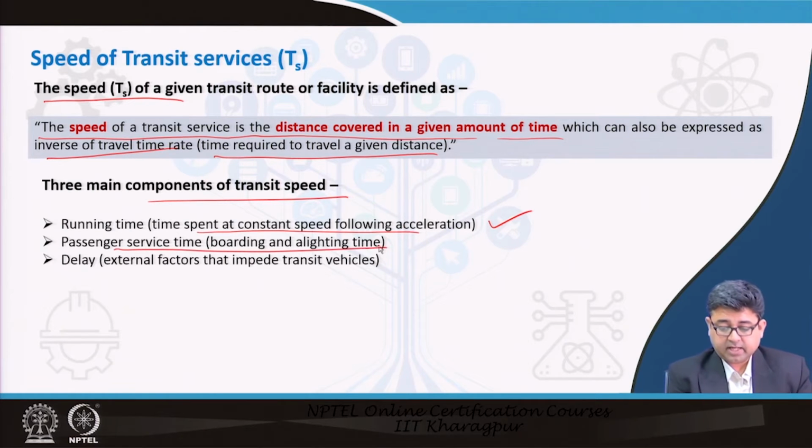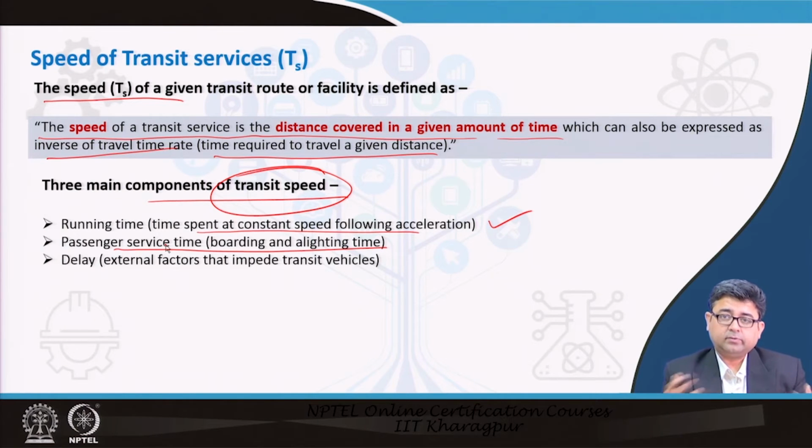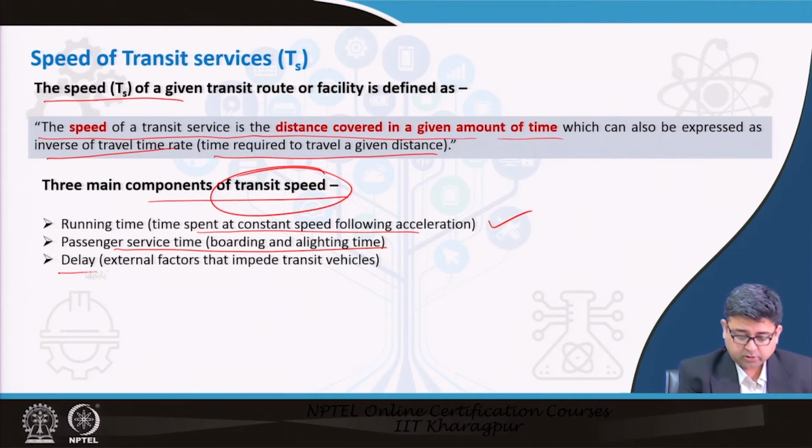The passenger service time, boarding and alighting time. The vehicle is not moving, but it is loading and unloading passengers. So, that is also time that has to be taken into account when you are calculating the transit speed. That is why we always want to minimize the dwell time at the stations. We have to load and unload very quickly. That is why you see that from one door you only allow people to board, and from the other door you allow people to disembark. That speeds up and reduces the dwell time.